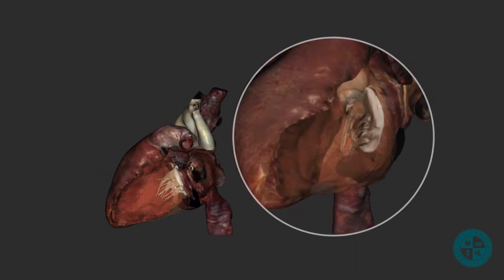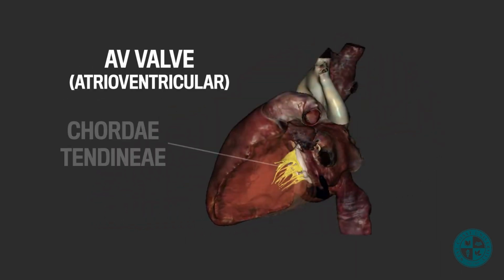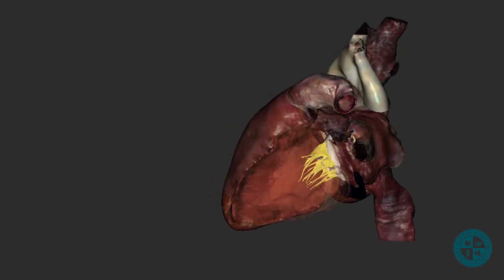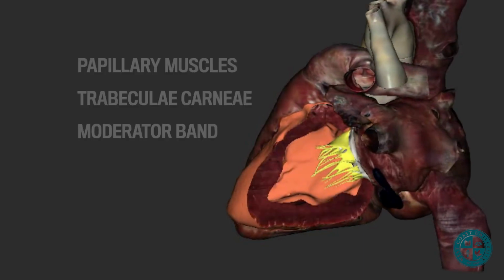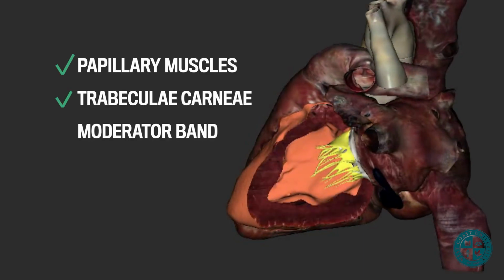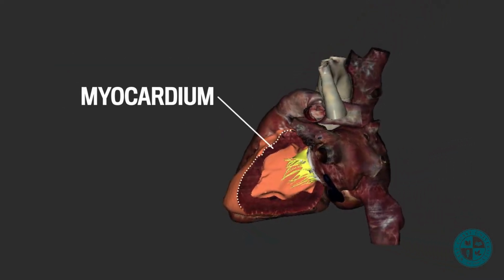Since the mitral valve is an AV valve, it will also have chordae tendineae attached to papillary muscles in the ventricle. The left ventricle will have very similar anatomy to that of the right ventricle. We see the papillary muscles, the trabeculae carneae, however there is no moderator band here. The myocardium of the left ventricle is roughly 3 times thicker than that of the right ventricle.